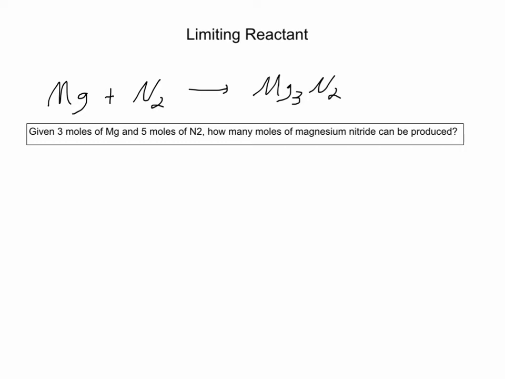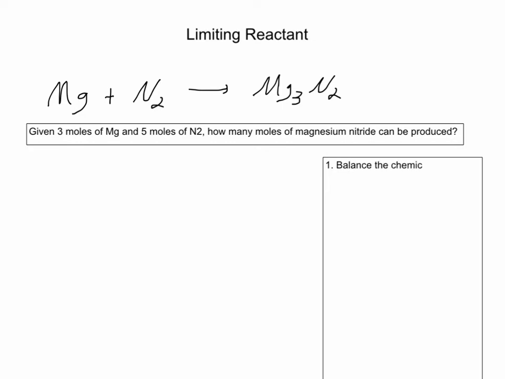So the first step is to balance the chemical equation. We can't solve these problems just like the stoichiometry problems we've done before. We can't start them until we've balanced the chemical equation. And all we need to do to balance this equation is we need 3 magnesiums, and then everything else balances.